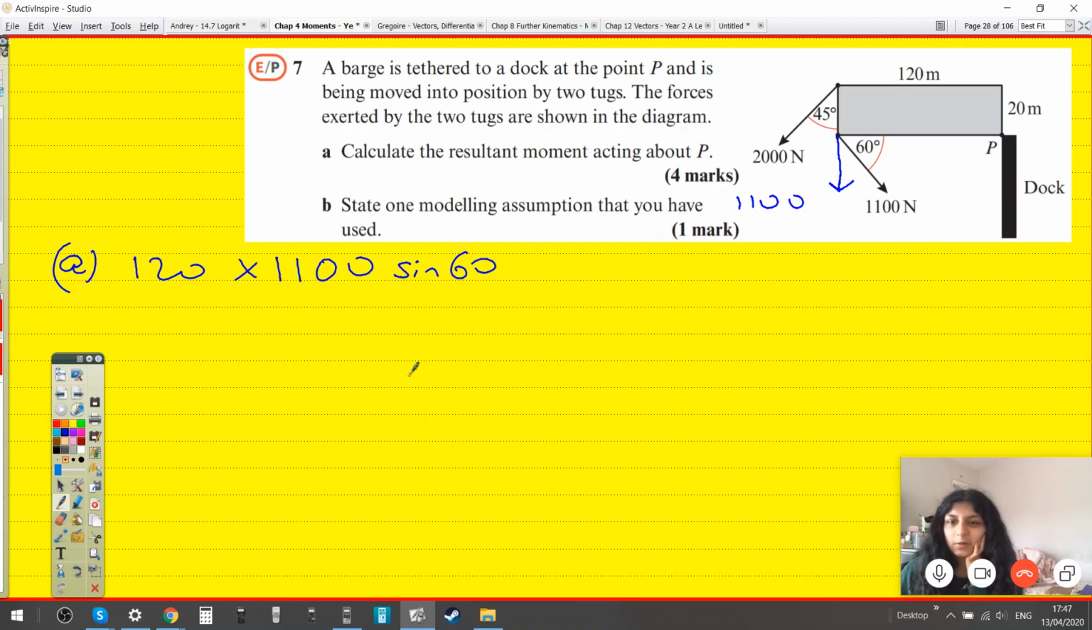And then the second one would also be anti-clockwise, so it'd be plus. I think that would go anti-clockwise. I think so. 120 times 2000 sine 45. Yeah. And then you just multiply.